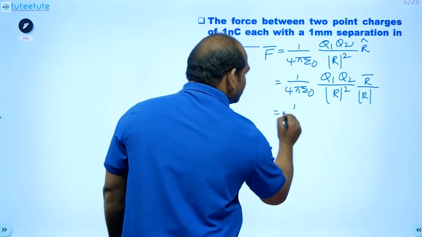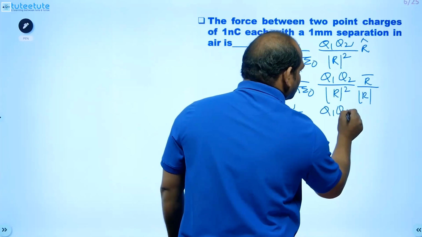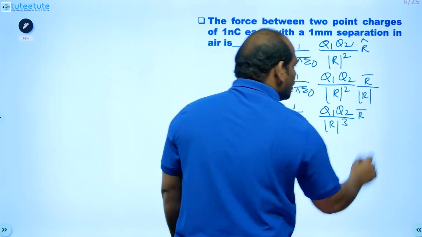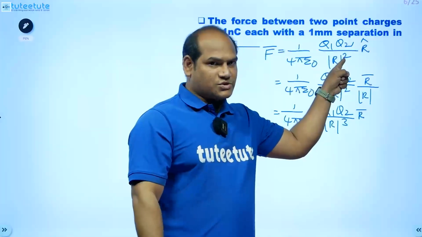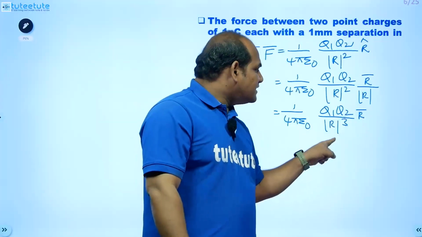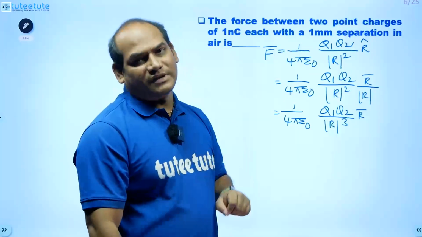So it is equal to 1 by 4 pi epsilon naught Q1 Q2 by magnitude of R cube into R bar. You see, when you have the unit vector, you will have the square of the distance only. But when you have the normal vector R bar, then in the denominator you will have the cube of the distance. Which one is to be preferred?